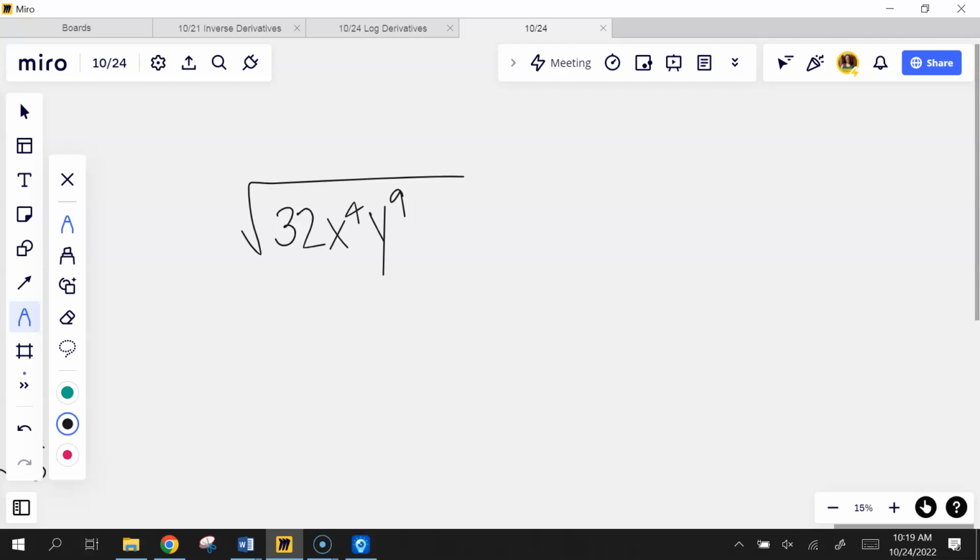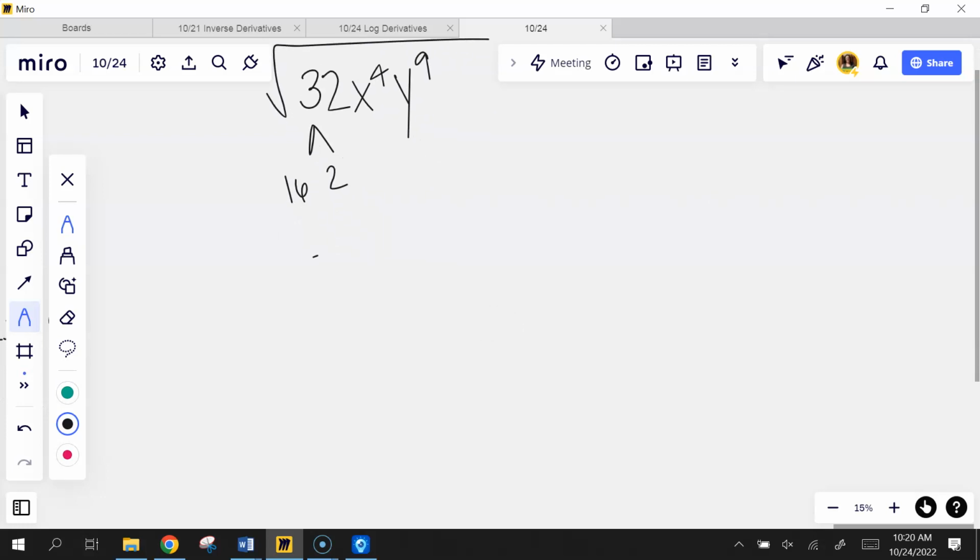Okay, so let's think about this. All right. We know 16 and 2. Let's take care of that first. Okay, let's do 4 root 2x4y9. Why? Four x2 y3. Yeah.